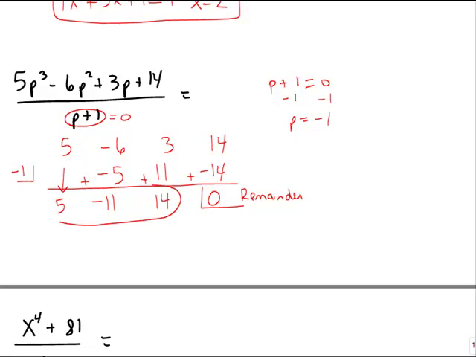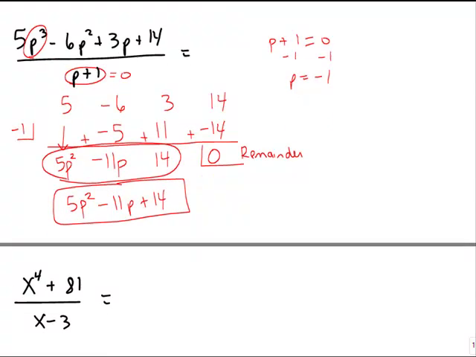What these coefficients represent right here are the coefficients of your quotient. And to figure out how to write that correctly, remember that the first coefficient right here should be the coefficient of the term 1 degree less than what you started with. We started with a p cubed, so this is 1 degree less, or p squared. And then the next coefficient will be 1 degree less than that, and then the last coefficient here is going to be a constant. So your quotient, or your answer, is 5p squared minus 11p plus 14, and since we had no remainder, we don't need any remainder fraction.